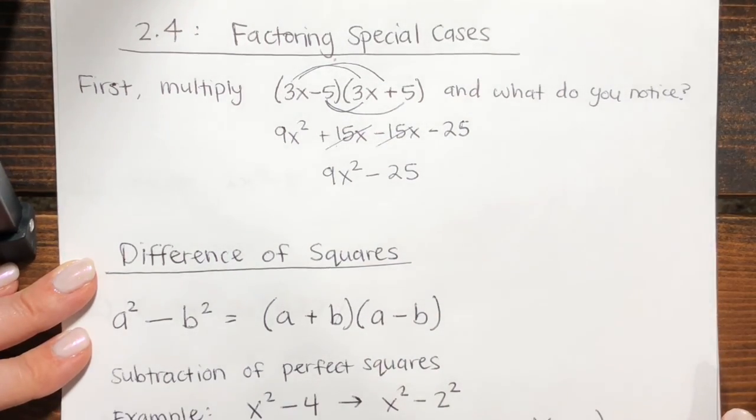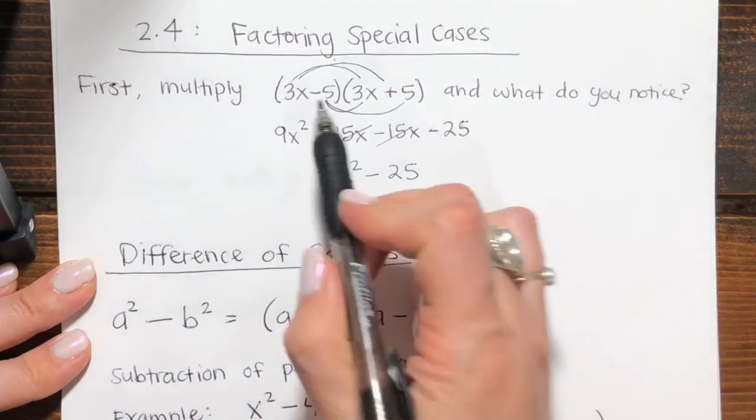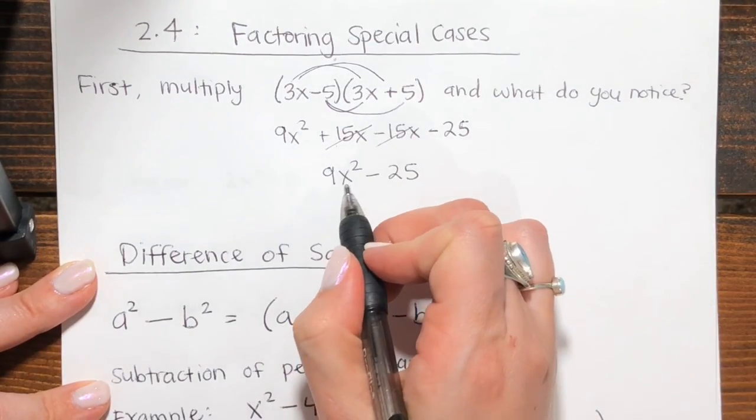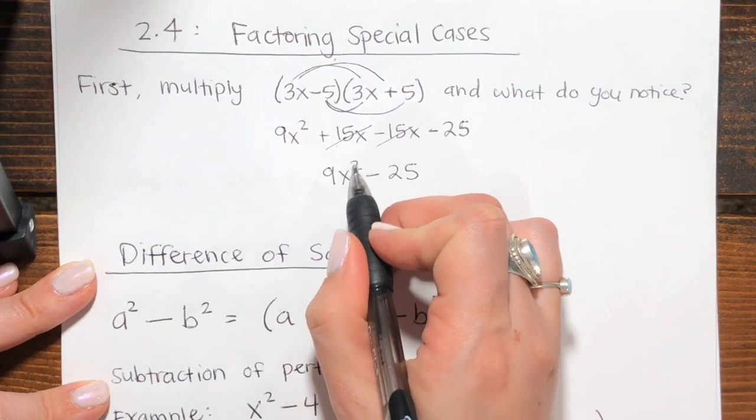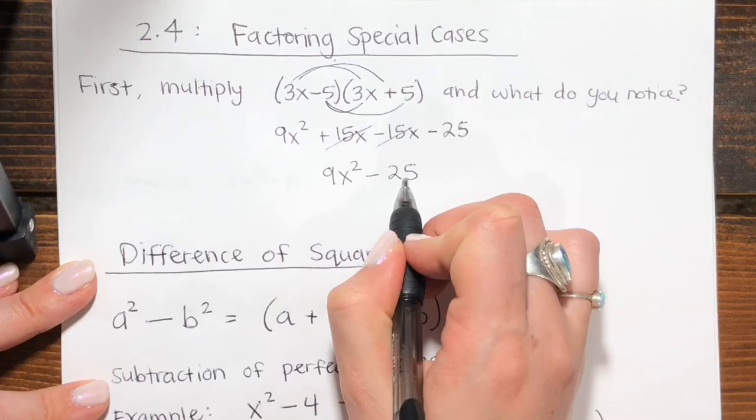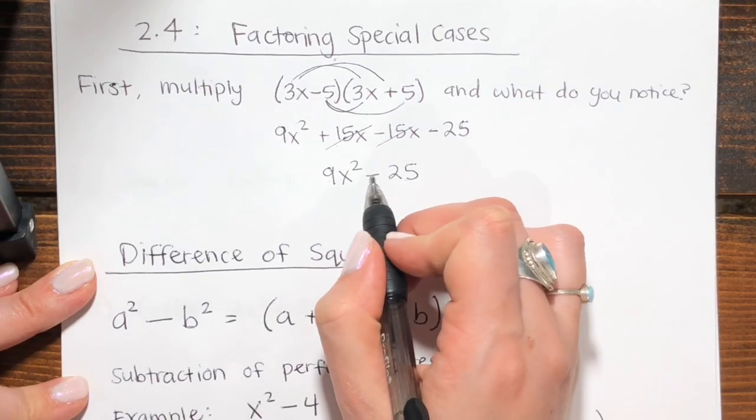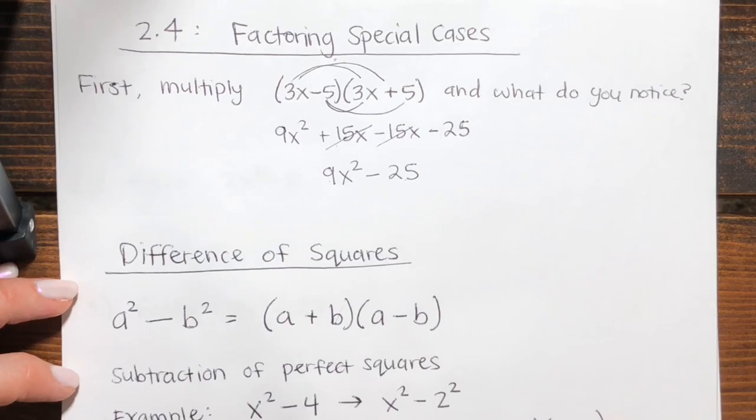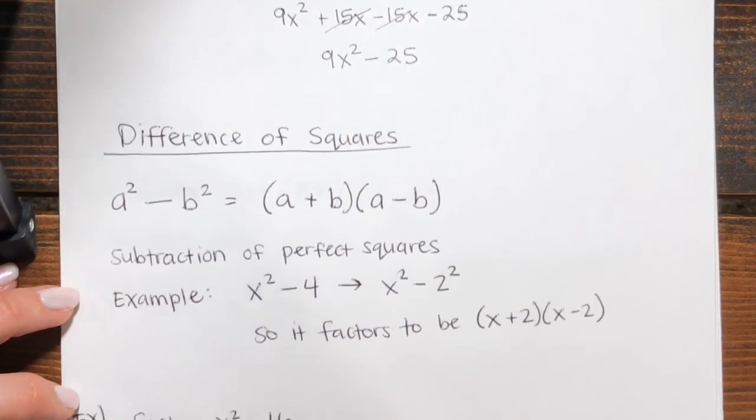So there is a pattern that happens whenever you have two binomials like this, and we call it a difference of squares. That is because if you look at the first term, 9 is a perfect square, so is x squared, and then 25 is also a perfect square, so we are subtracting two perfect squares. So we can memorize a shortcut rather than trying to factor in a more complicated method.